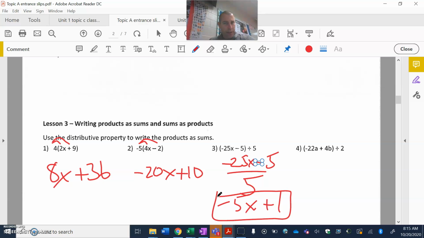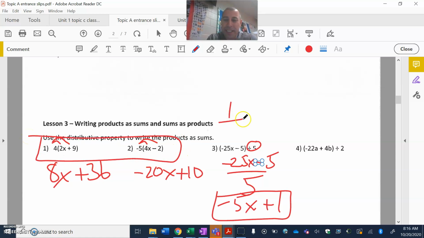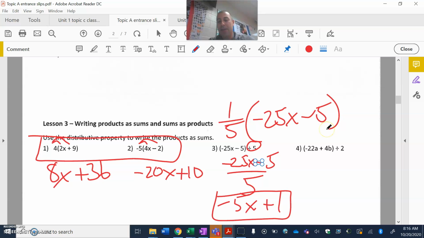Now, a little foreign there, all right? The other thing to keep in mind here is this dividing by 5. Dividing by 5 is the exact same as multiplying by 1/5. So it's actually one of these guys in disguise. It's really taking 1/5 and multiplying it by negative 25x. And if you take a fifth of a negative 25, you get negative 5. So there's your negative 5x. You take a fifth of 5, there's your 1.